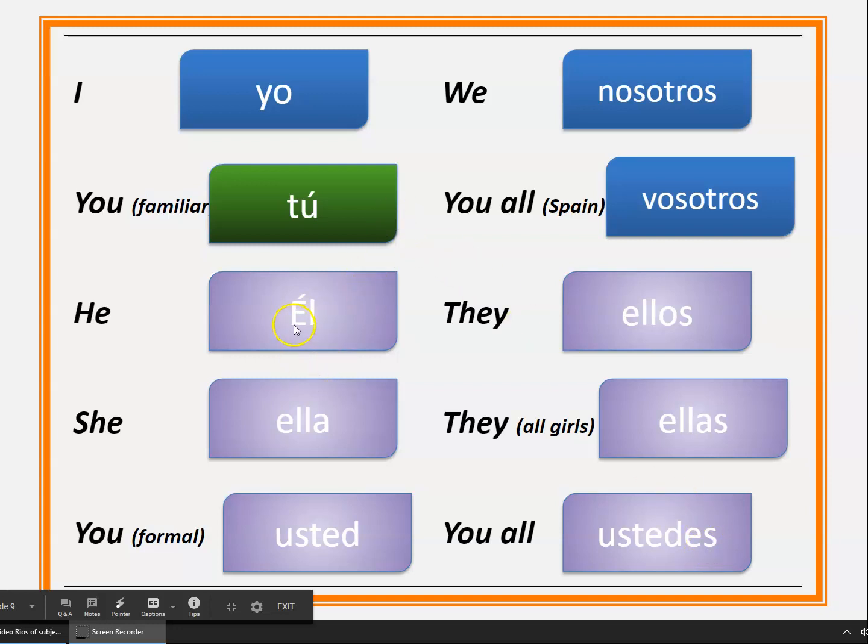Then you have él, which is a male. So if you have more than one male, it will be ellos. You have ella, which is a female. And if you have a bunch of girls, it will be ellas. Then you have usted, which is you formal. And if you have a bunch of people that is all formal, it will be ustedes.